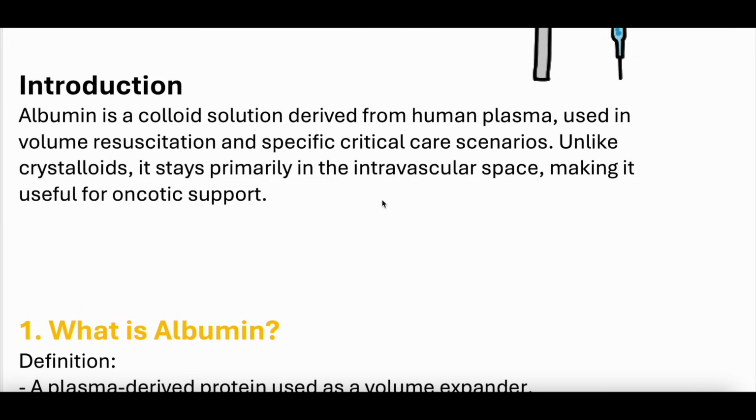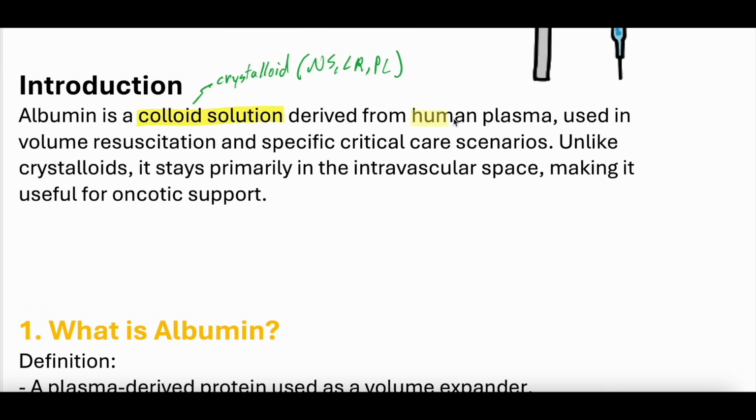So, albumin. Albumin is a colloid solution. This is in comparison to crystalloid. We've talked about the difference between crystalloid and colloid in a previous video. Crystalloids like normal saline, lactated Ringer's, PlasmaLyte, all those are crystalloids. This is a colloid. It's got protein in it.